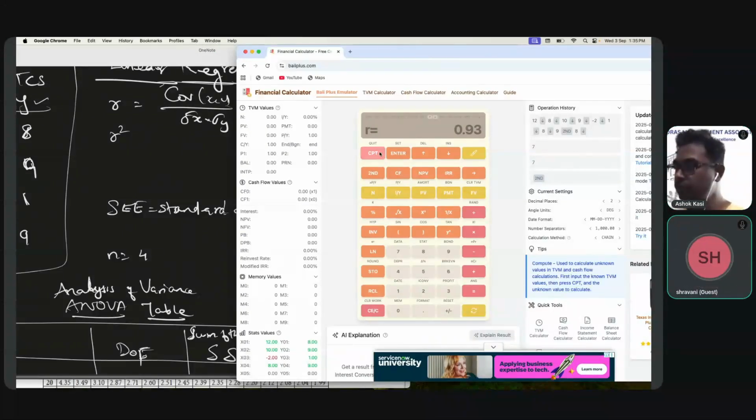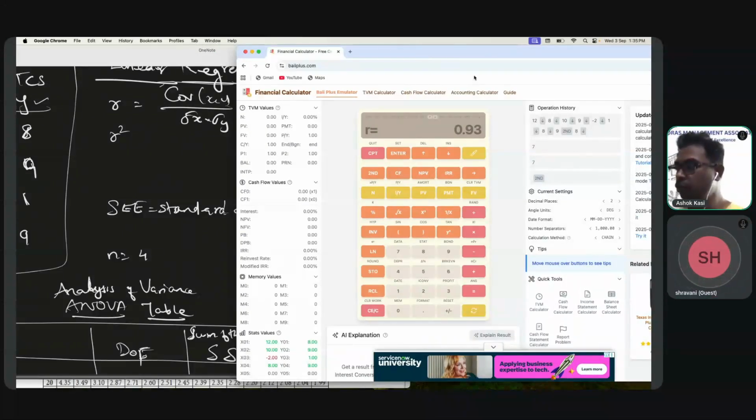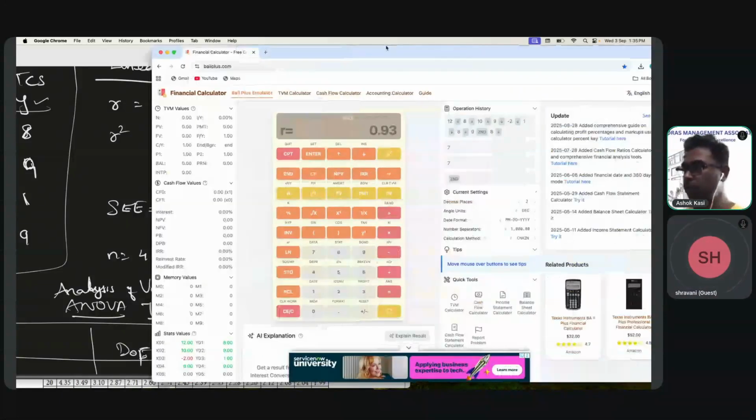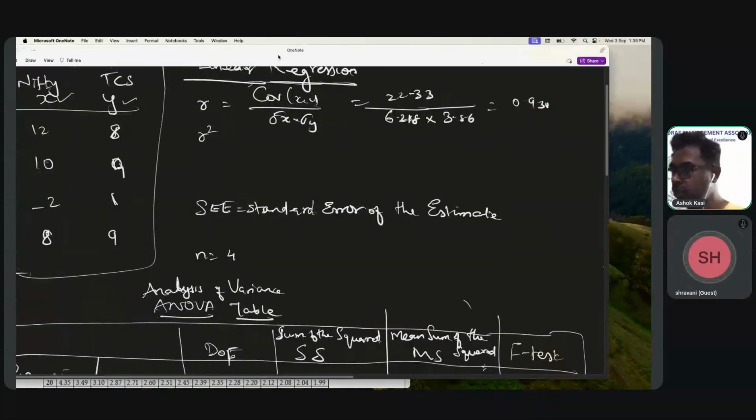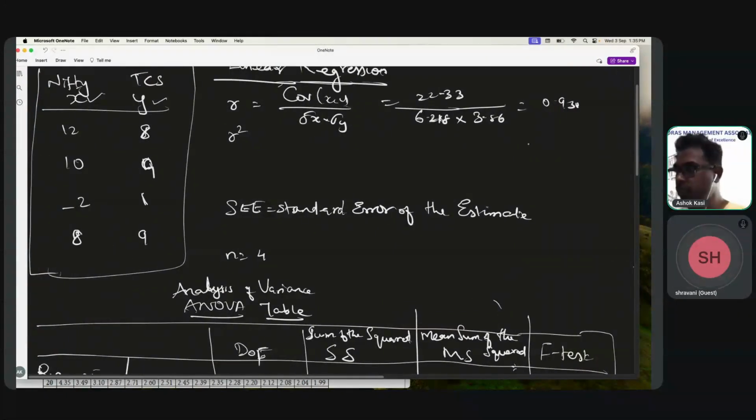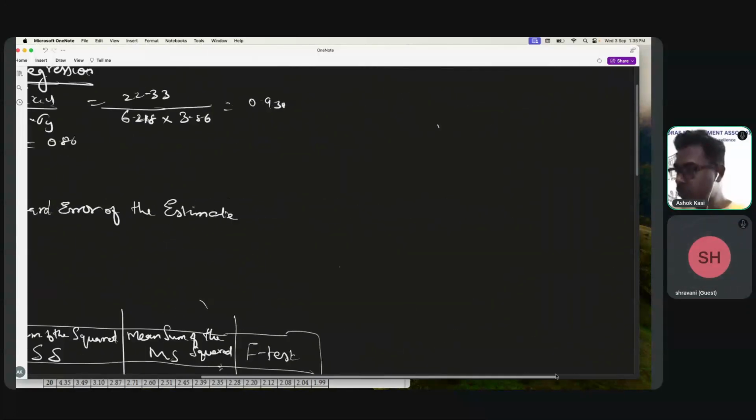Actually we could have done it like this, so quickly. But this long route is just to understand the background work. Now the next step is R square. The simple formula is you just square 0.93, but you will not get it so easily in the exam. There are other formulas also. Calculate this R square. 0.864, about 0.86. Fine.